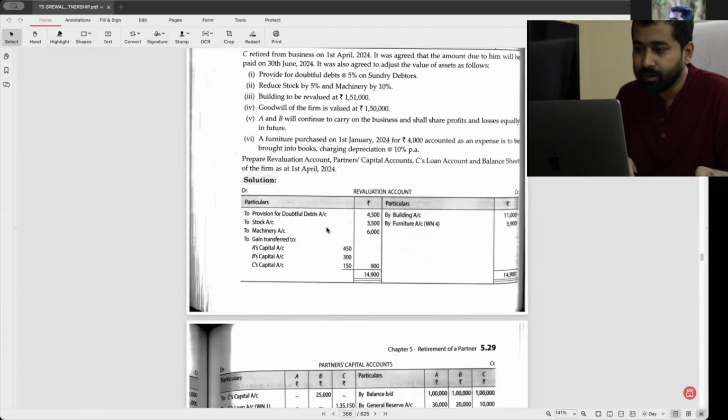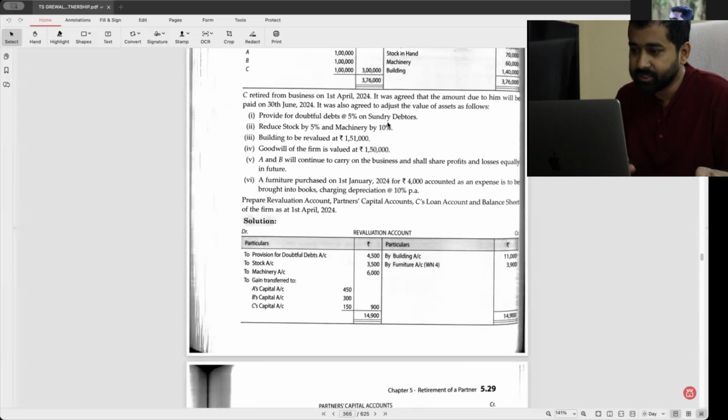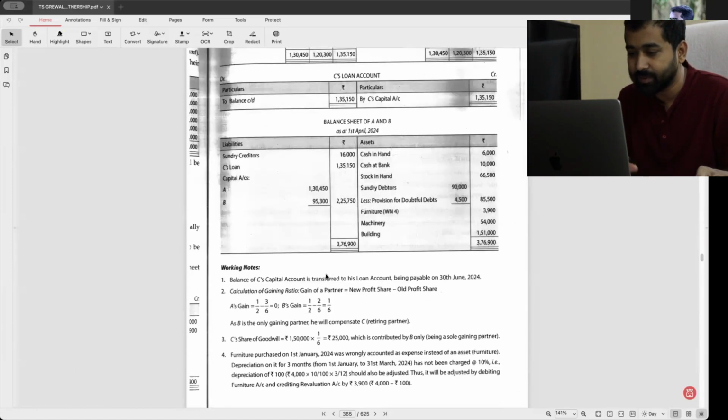Again, next one is the machinery. Machinery by 10%. Machinery value was 60,000. Now 60,000, 10% is 6,000, so 6,000 is reduced. This 6,000 I have written in the revaluation account debit side. Again I am moving directly to the balance sheet and writing after subtracting 6,000, that is machinery 54,000. I guess that's clear.